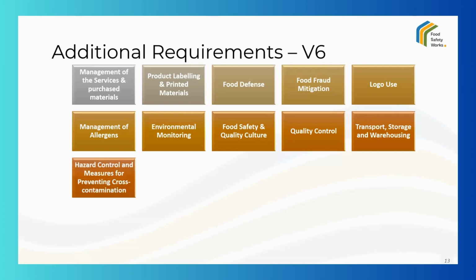Hazard control and measures for preventing cross contamination. This is nothing new. It's been there, right? Only a few things have been added to it, saying there has to be a risk assessment to determine the need and type of foreign body detection equipment, whether you need a metal detector, a magnet, or an X-ray machine, right? A documented procedure needs to be in place for managing and using the equipment selected.